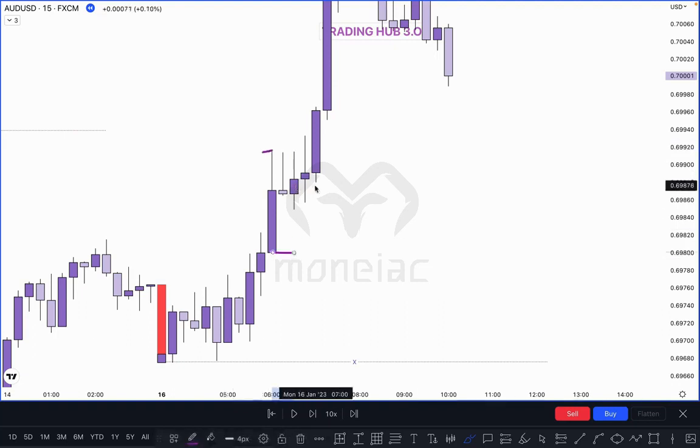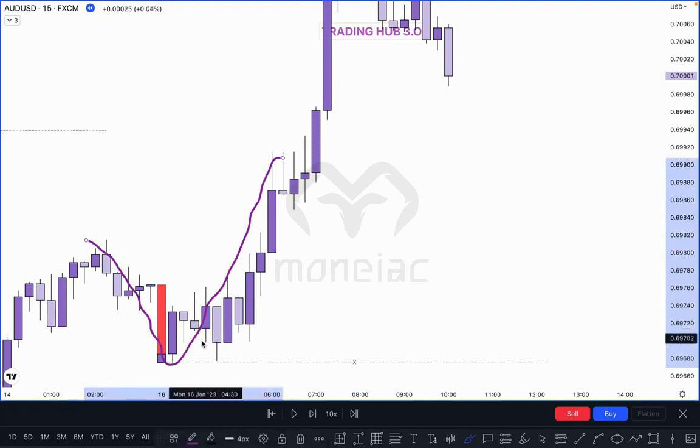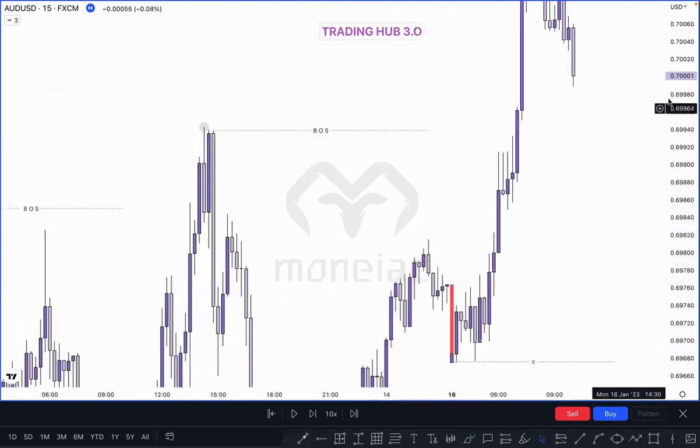That's why this is not a valid pullback as per our valid pullback theory. Okay, so what's happening here, this is our actual pullback, and the market must take out this pullback to confirm the higher high. So let's see what happens next after this one.